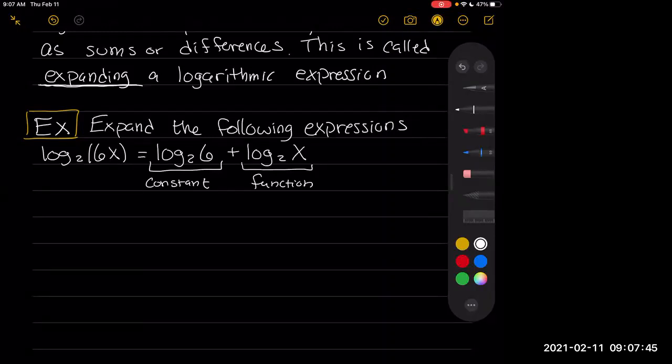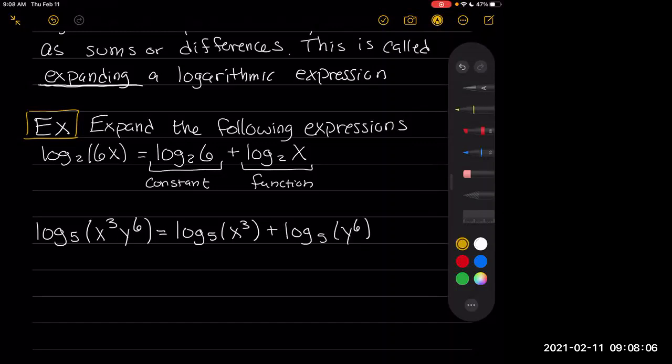And then if we look at something a little different, log base 5 of x cubed y to the 6th, this will be log base 5 of x cubed plus log base 5 of y to the 6th. And then we can bring these exponents down in front. And we will end up with 3 log base 5 of x plus 6 log base 5 of y.